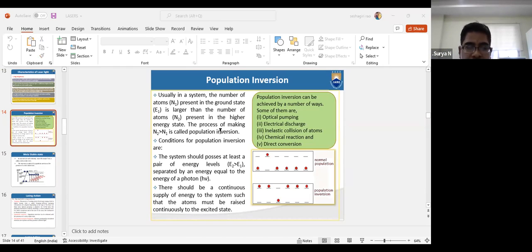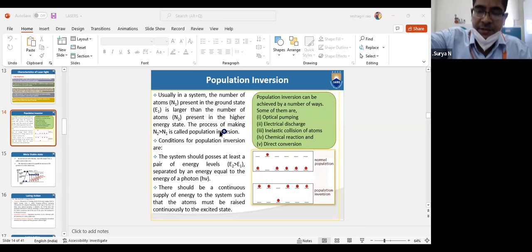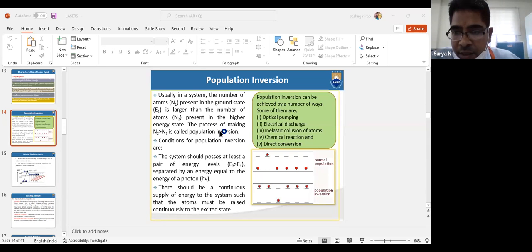The conditions for population inversion are: the system should possess at least a pair of energy levels, that is the E1 energy level and the E2 energy level, separated by an energy equal to h nu. There should be a continuous supply of energy to the system such that the atoms are raised continuously to the excited state. Population inversion can be achieved in a number of ways: optical pumping, electrical discharge, inelastic collision of atoms, chemical reaction, and direct conversion.